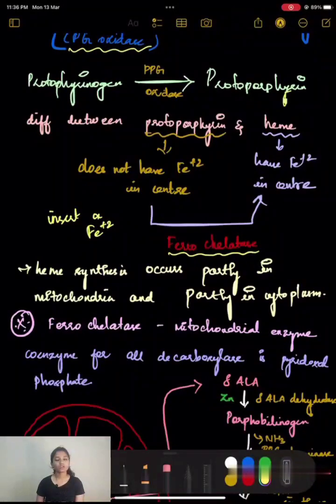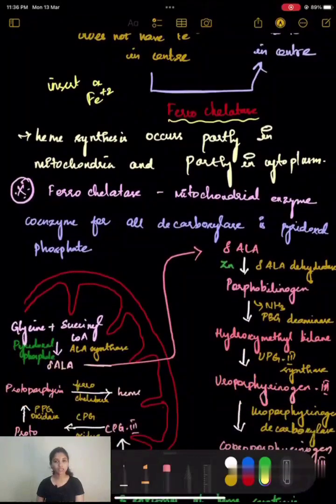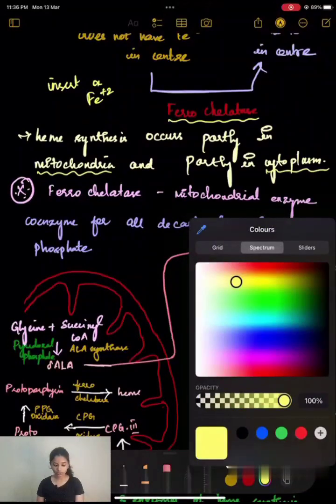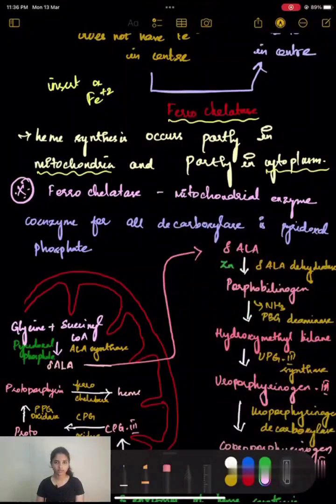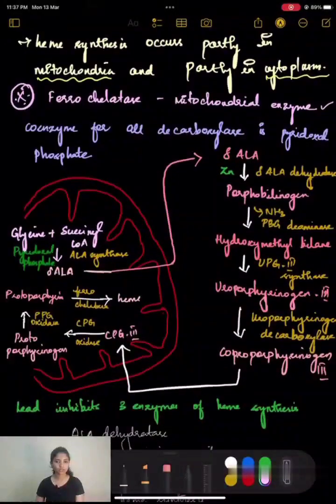So now coming on with the heme synthesis. This heme synthesis is occurring partly in the cytoplasm and partly in the mitochondria. The ferrochelatase enzyme, this is a very important one mark, is a mitochondrial enzyme, that is, it is present only in the mitochondria, and also the coenzyme for all the decarboxylases is pyridoxal phosphate.